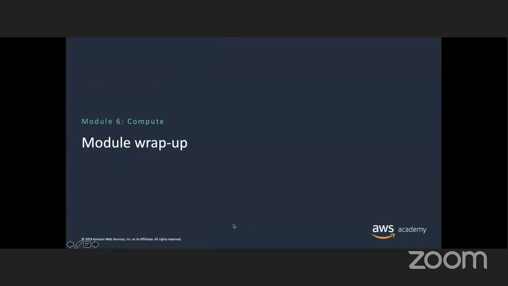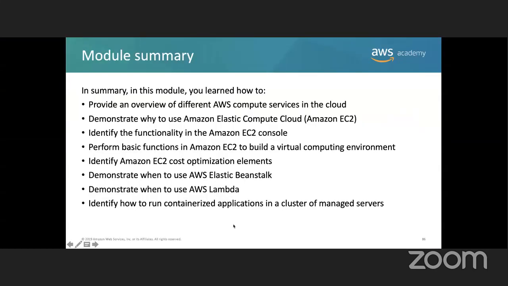Okay, guys, let's wrap up and then finish here, and then we come back after the break. So summary: what did we learn today? We had an overview of differences between AWS compute services in the cloud, right? Different ones, like Elastic Beanstalk, container services, Kubernetes, Lambda, EC2 instances, Fargate. We demonstrated why to use Elastic Compute Cloud, Amazon EC2. That was on Monday, but still is part of this lesson.